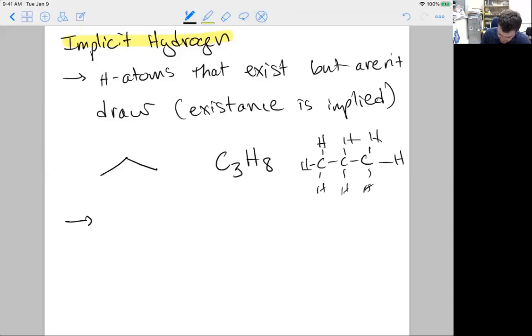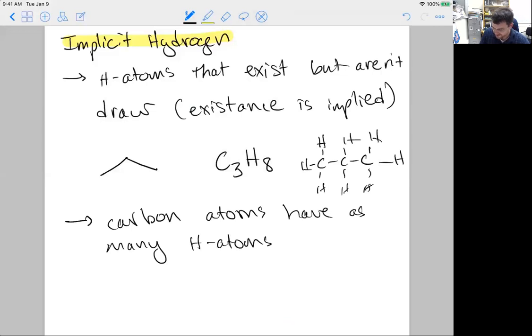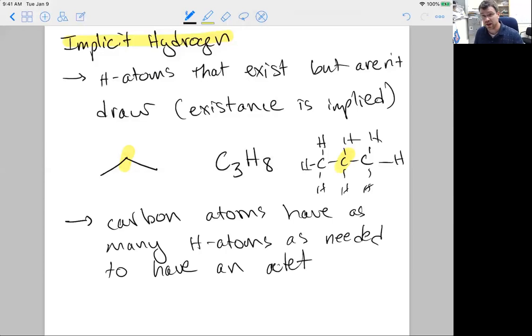So carbons have as many H atoms as they need. If this central carbon didn't have 2 hydrogen atoms, it wouldn't have an octet, and that's not good. So what we're doing here is we're just not writing the H atoms, but we're assuming that their existence is implied, because the carbons must have as many H atoms as needed to have an octet. So that central carbon atom has 2 hydrogen atoms because it needs 2 hydrogen atoms to have an octet.